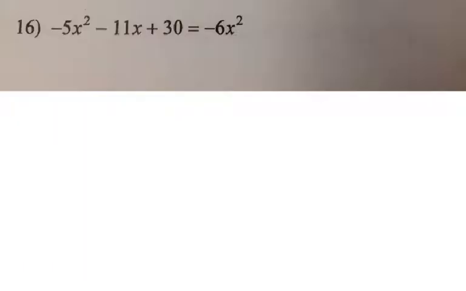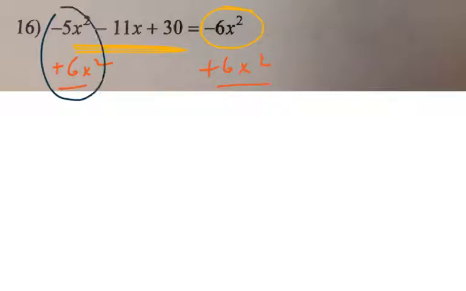Okay, so here we go. Let's do one more, number 16. Now notice I have everything on the left almost set up perfectly. It just needs to equal 0 over here, right? So let's get rid of that negative 6x squared with a plus 6x squared. And 6 minus 5 is 1x squared.